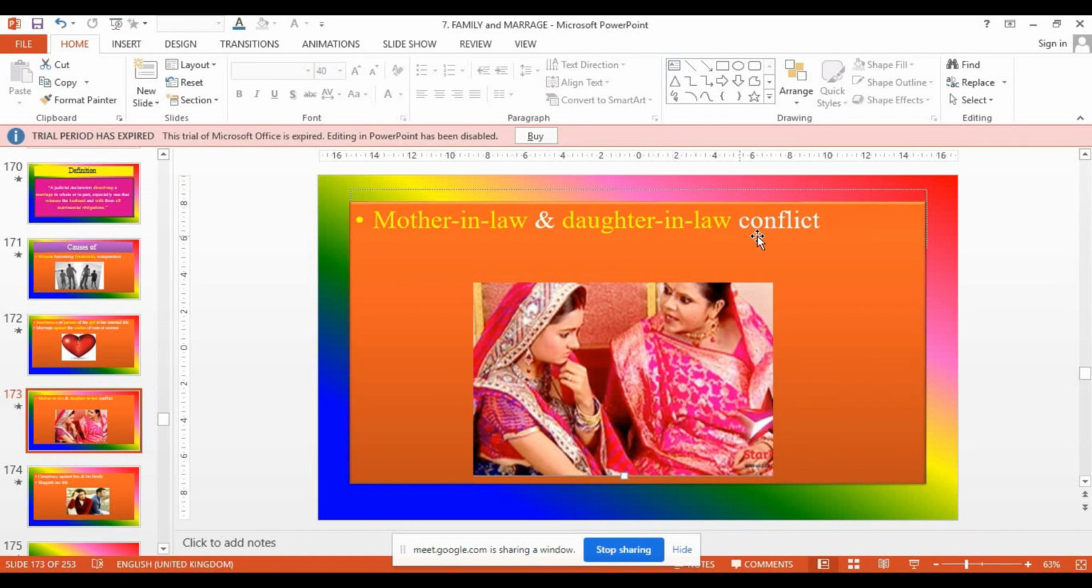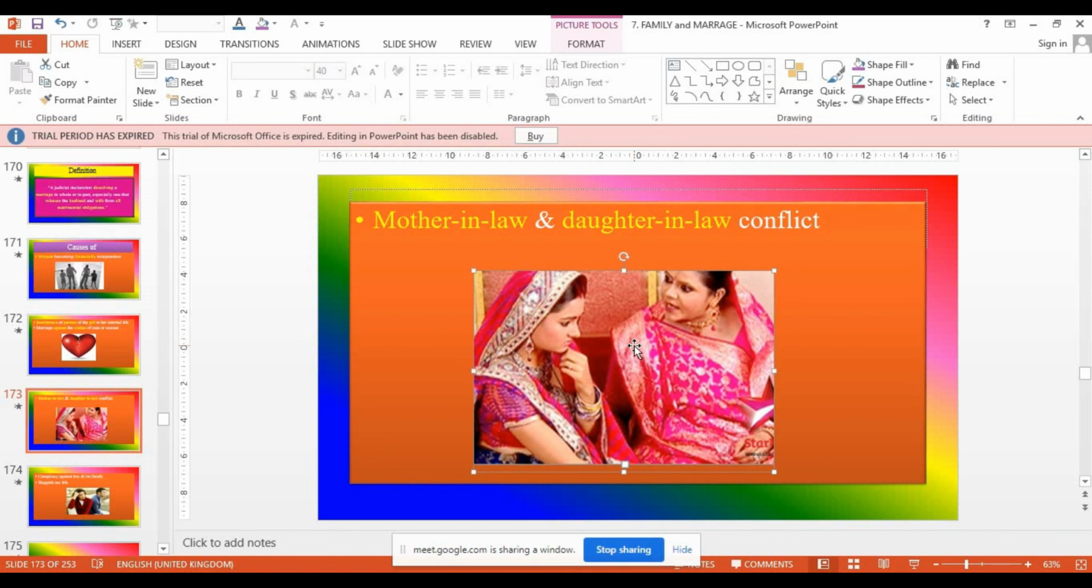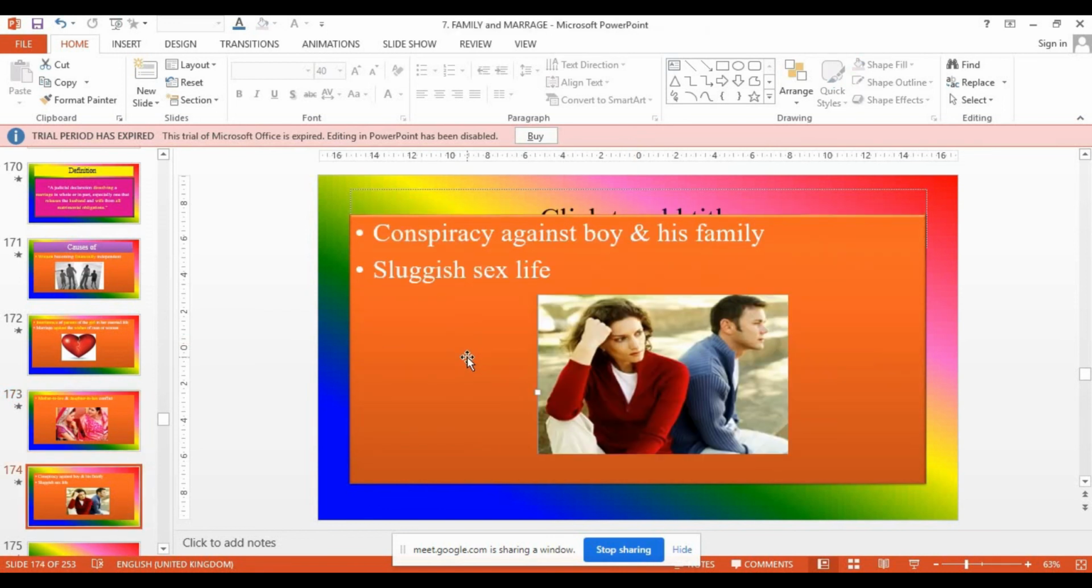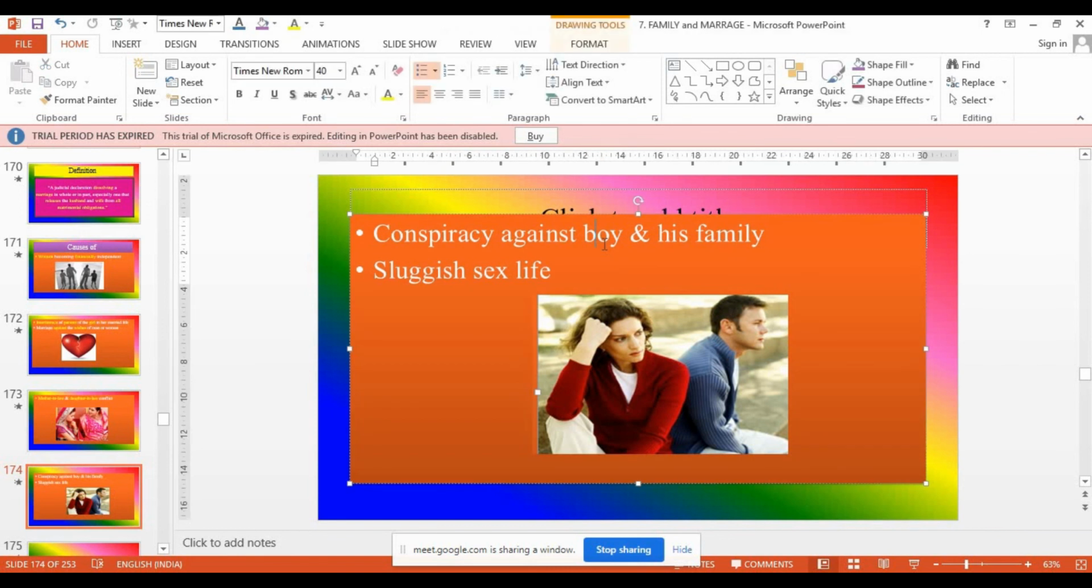Then mother-in-law, daughter-in-law conflict. Already we have discussed, mainly started from the kitchen, food habits, etc. Then conspiracy against the boy and his family. Boys may have done something wrong, but the girl's family may be against the boy's family, which ended with divorce.